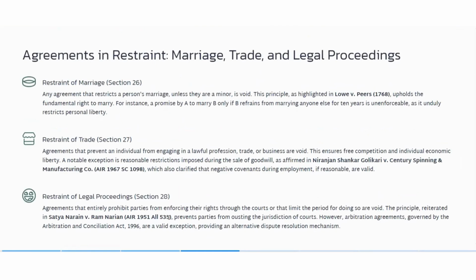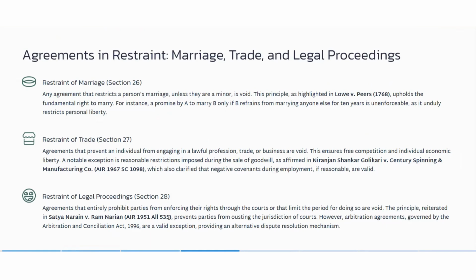Now, coming to the provision, which agreements are void in restraint, that is marriage, trade, and legal proceedings. Meaning thereby, in brief, you cannot enter into an agreement which is restraining by promise to marry or trade and restraint of legal proceedings. So according to section 26 of the Indian Contract Act, any agreement that restricts a person's marriage, unless they are a minor, is void.